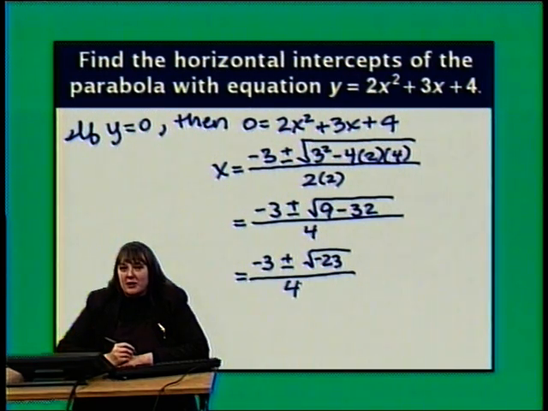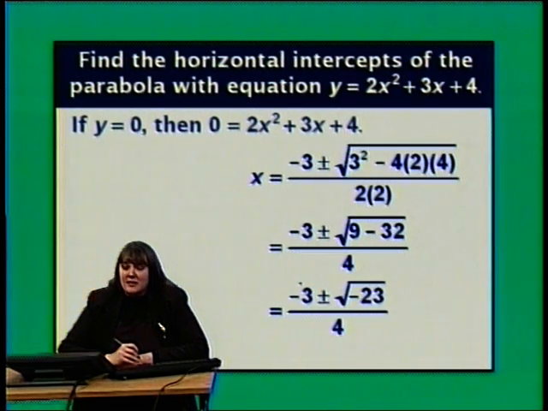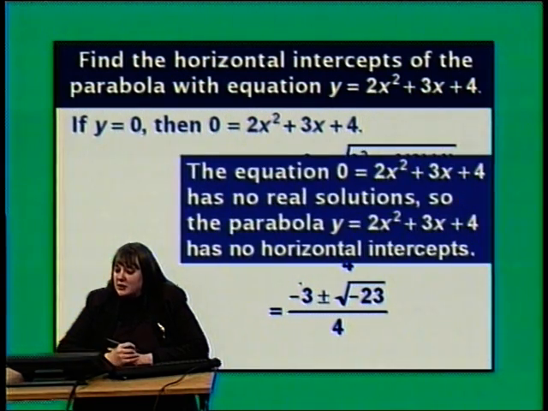Now hopefully you're looking at this and worrying about that negative under the radical. The discriminant is negative here. That should be telling me something. And in fact it does. When a quadratic equation is solved by the quadratic formula and the discriminant is negative, then we know the quadratic equation has no real number solutions. So the equation 0 equals 2x squared plus 3x plus 4 has no real number solutions. This tells us that the parabola y equals 2x squared plus 3x plus 4 has no horizontal intercepts.